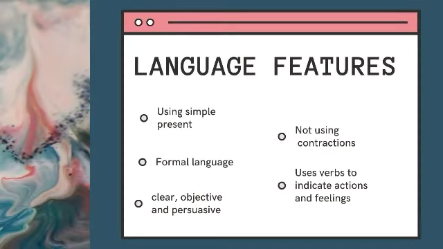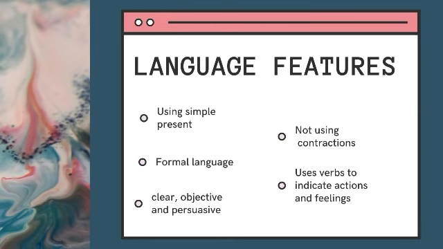Have no ideas? Well, the first one, using simple present tense. And then formal language, just like what you already know. No informal language here, so you need to be very formal. The next one, you need to be clear, objective, and persuasive. You need to choose the right words. The clear, objective, and persuasive words or sentences or phrases.